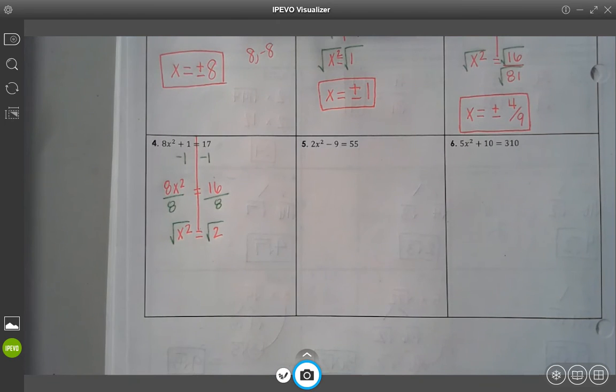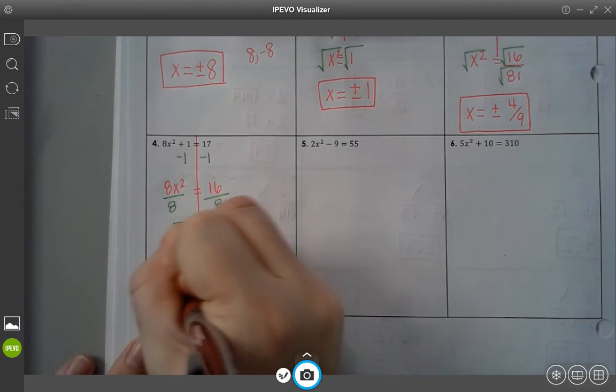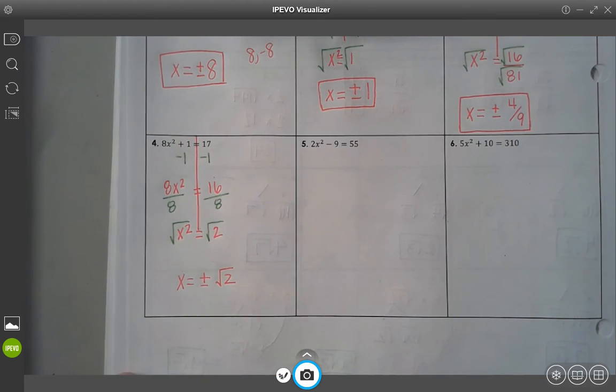Take the square root of both sides. Is 2 a perfect square? Are there any perfect squares that go into 2? No. So our answer is just x equals plus or minus square root of 2.